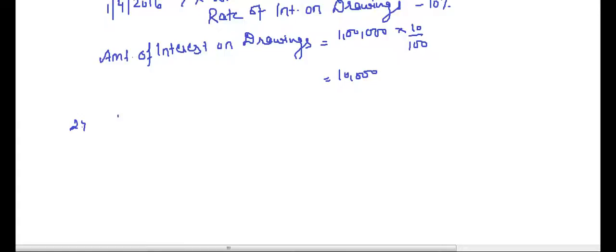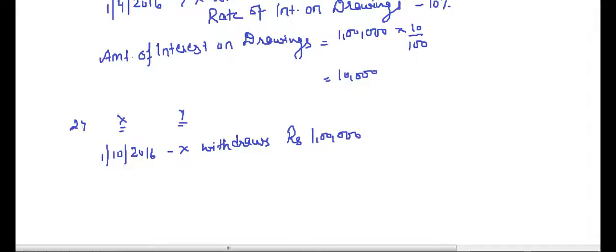I'll take the same case. There are two partners, X and Y. Now I'll say on 1st of October 2016, X withdraws rupees 1 lakh for personal use. That is, it is a drawings, right? Rate of interest same, 10%. Now what will happen?